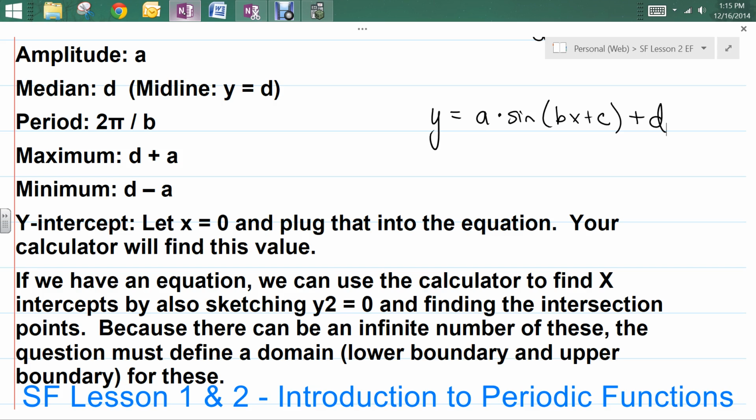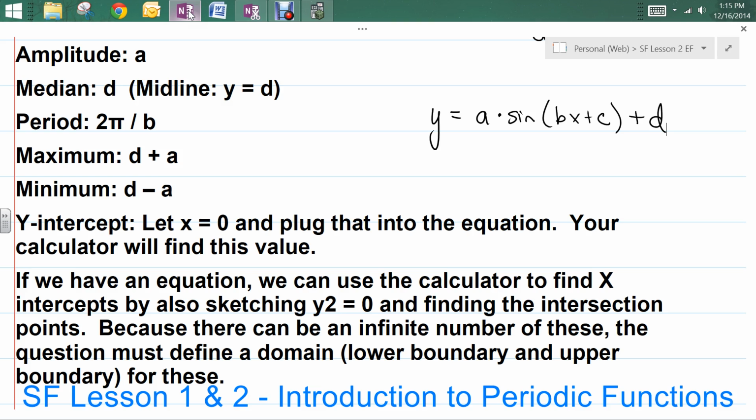X-intercepts are a little bit more complicated because, in all honesty, if there are any x-intercepts, there is an infinite number of them. Since we don't talk about the general solutions, where we're looking at the infinite solutions, we're going to define a range, a lower boundary and an upper boundary, and you look for the x-intercepts between there and there. That's all we ever do. Your calculator will do it for you. You sketch y2 equals 0, and you just find the intersection points for all the x-intercepts, which is the same way we've done all the other ones anyway.